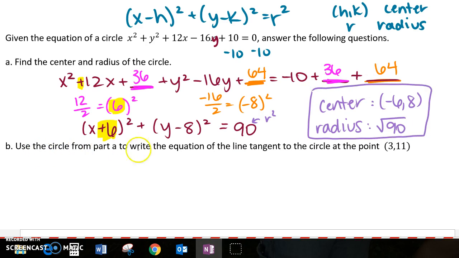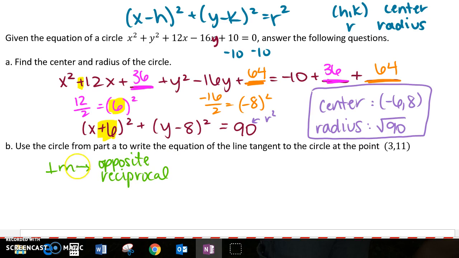But then it says use the circle from part A, so this equation, this center, to write the equation of the line tangent to the circle at this point. If it's tangent, we know that it is perpendicular to the slope of the radius at this point. If the slope is perpendicular, that means it's the opposite reciprocal. When I say opposite, I mean opposite sign. If it's a positive, it becomes a negative. If it's a negative, it becomes a positive. And reciprocal is when you flip the fraction.